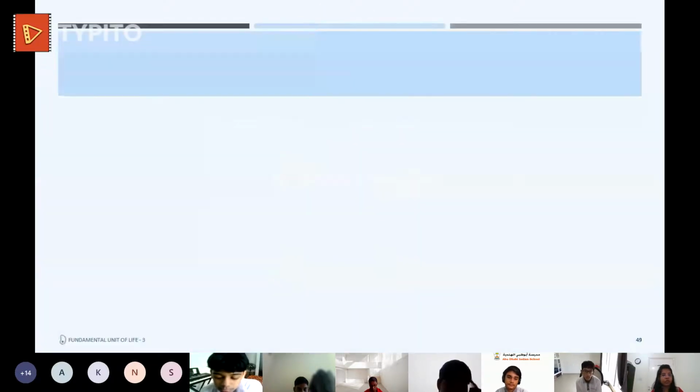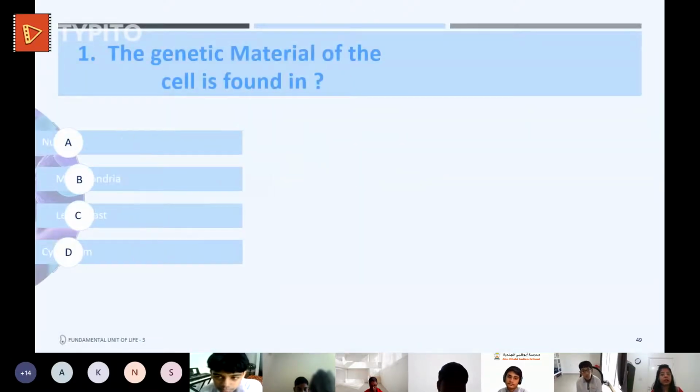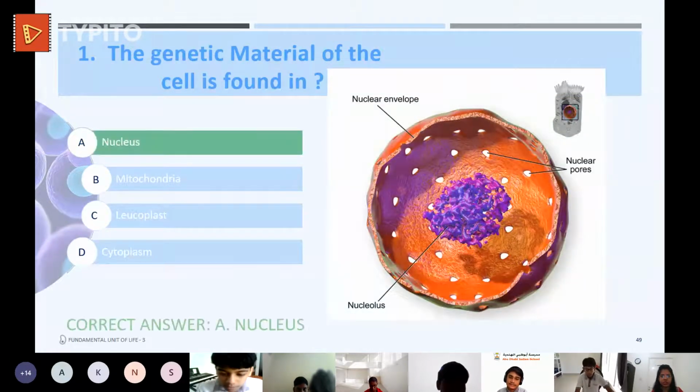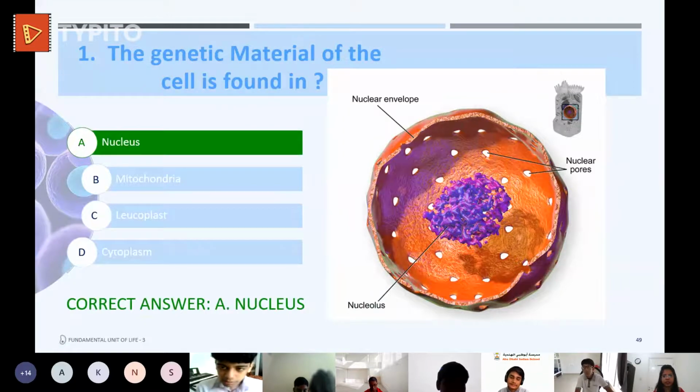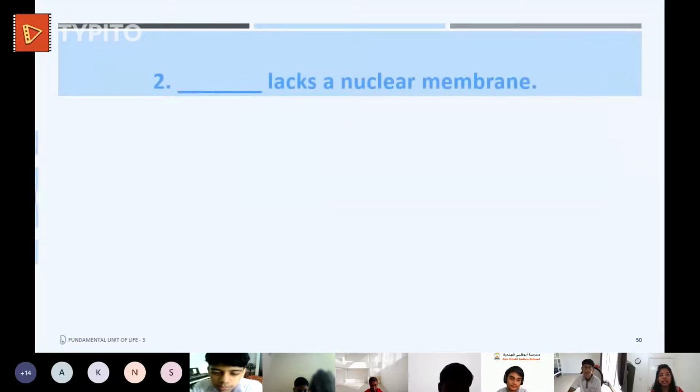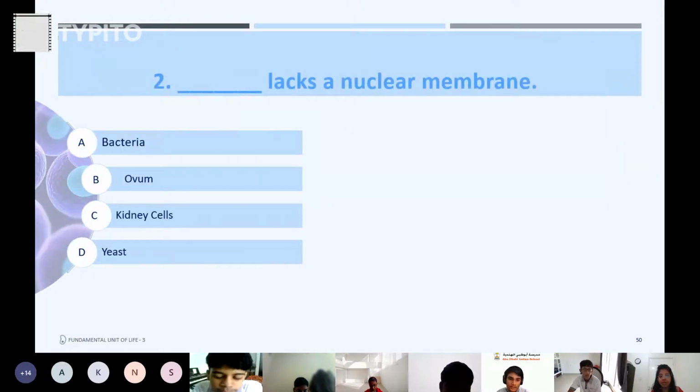Okay, now I'm going to ask you some questions. Genetic material of the cell is found in nucleus, mitochondria, leucoplast or cytoplasm. Nucleus. That was an easy question. So genetic material of the cell is found in the nucleus. This is a huge nucleus in the picture. Question number 2. Which lacks a nuclear membrane: bacteria, ovum, kidney cell or yeast? Bacteria, yes, bacteria doesn't have a nuclear membrane.